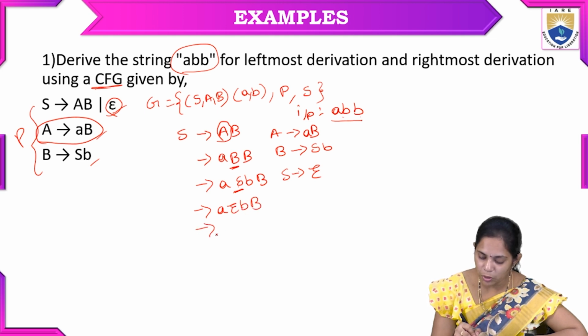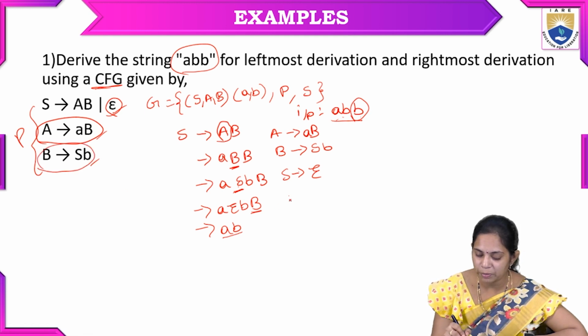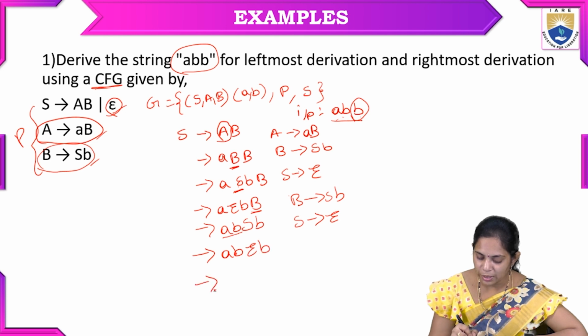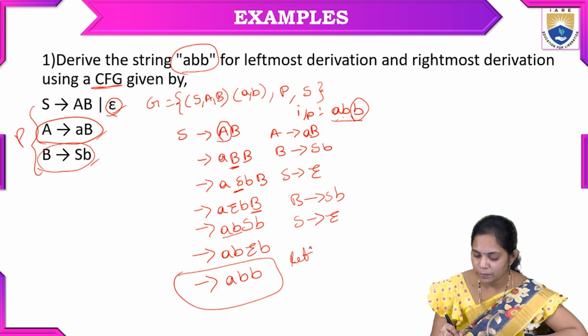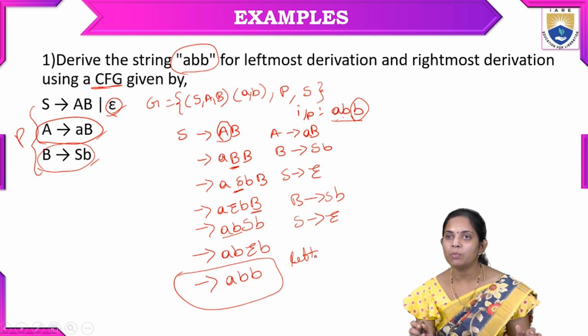So if you remove epsilon, B, and here instead of this B, what do we have to replace? Here we already got this input string and we only require B. For this one only we have the production rule, B tends to SB. So SB we will write, and same as it is, S tends to epsilon we have to substitute. So A, B, epsilon B. So finally we will get the input string. This is about the leftmost derivation. And here for the same thing we will write the rightmost derivation.